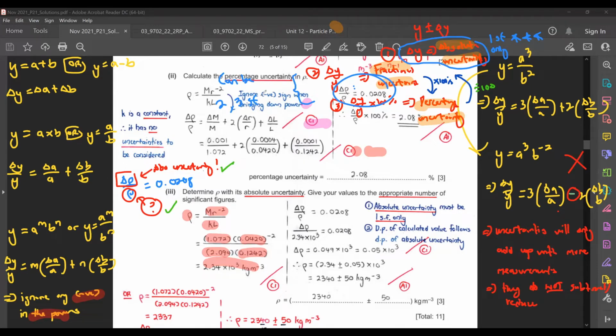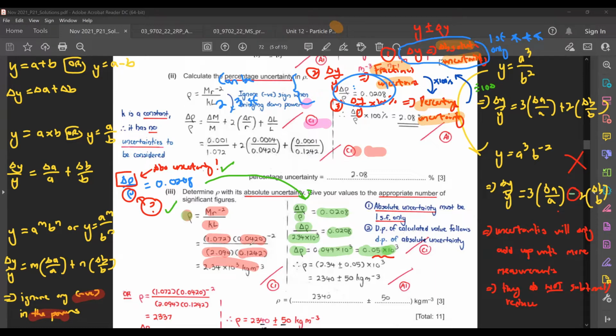All right, so in my case, if I do the workings over here, delta rho over rho is 0.0208. I already found out what rho is, 2.34 times 10 power 3, and then this one was the fraction. Find out what is delta rho. I'm going to get 0.049 times 10 power 3, and then what I do is that I express your absolute uncertainty to one SF only. In my case, this one will be 0.05. Okay. All right.